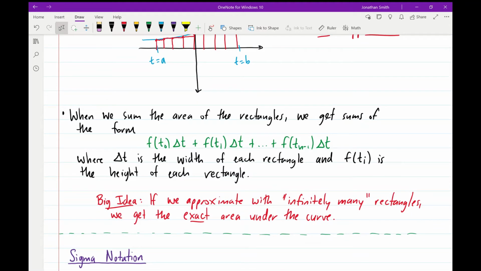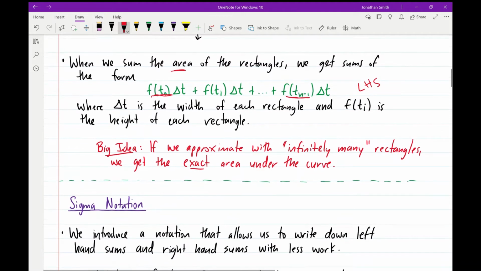So remember that when we were taking the sum of the area of these different rectangles, we would get sums of the form looking like this, this sum that I have in green here. So we have f of t naught times delta t, where delta t is the width of each of the rectangles, or the width of the subintervals that I'm breaking up the interval from t equals a to t equals b with. And f of t sub i is going to be the height of each of the rectangles that are showing up. So this sum that I have is a left-hand sum because we're summing up to t sub n minus 1 as opposed to t sub n. But we'll talk about a better way to write down this sum, a notation that's a little bit better.